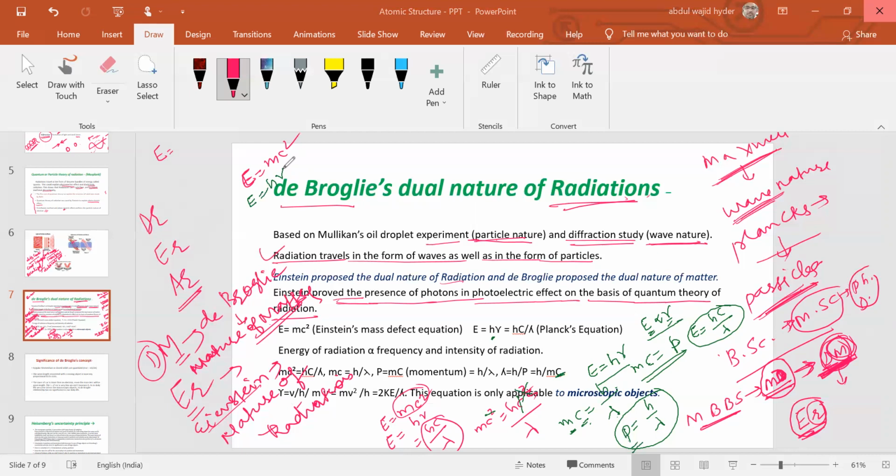What is h? Planck's constant. What is nu? Frequency. And what is E? Energy. What is m? Mass. And what is c? Velocity. So E is equal to h nu and E is equal to mc square.